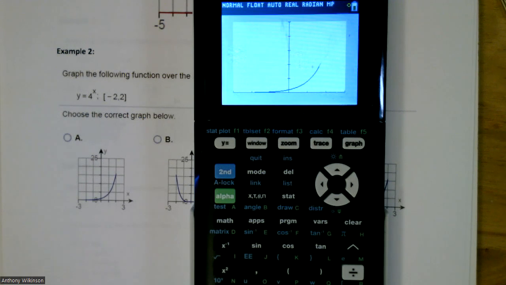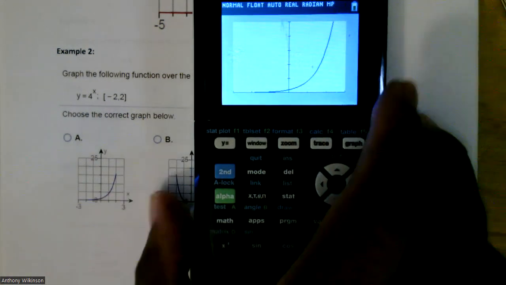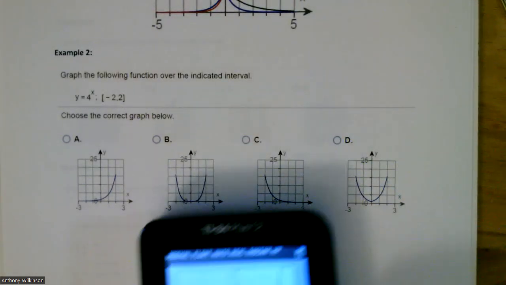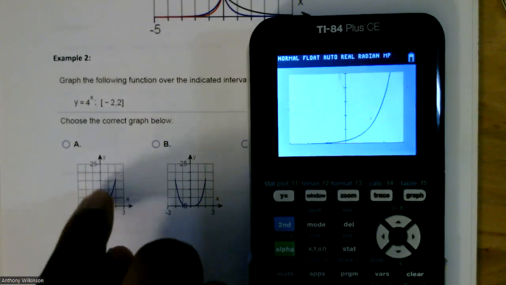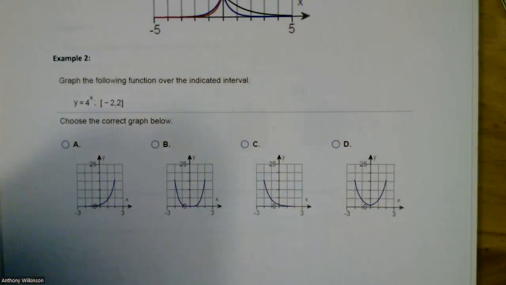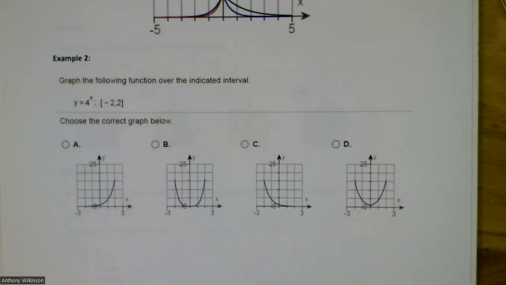Let's see what that graph is going to look like. Now let's compare that to the ones that we have here. And it looks like, obviously, graph A will have to be the best one to select. So I would choose graph A.